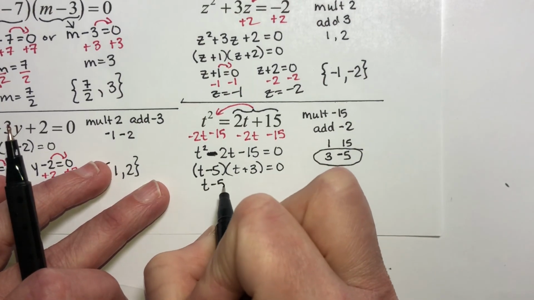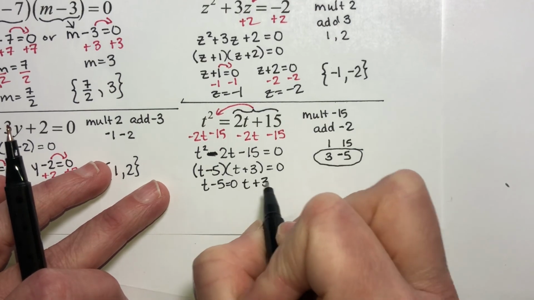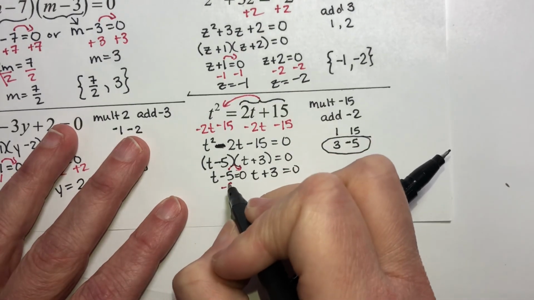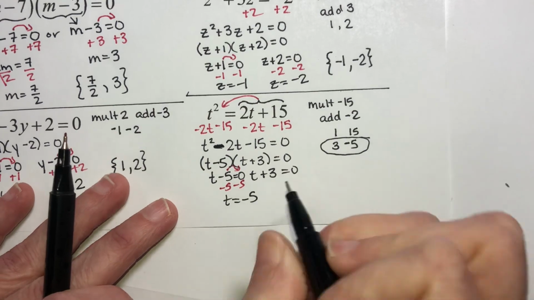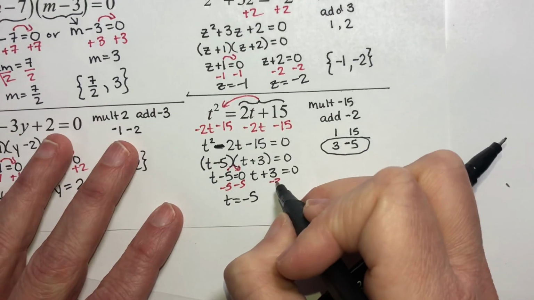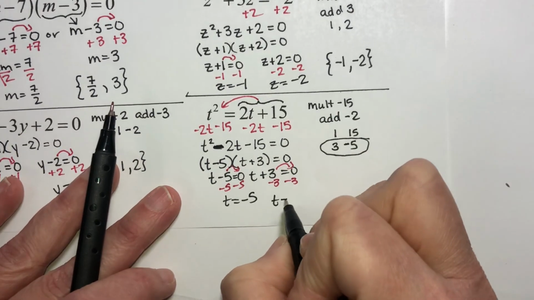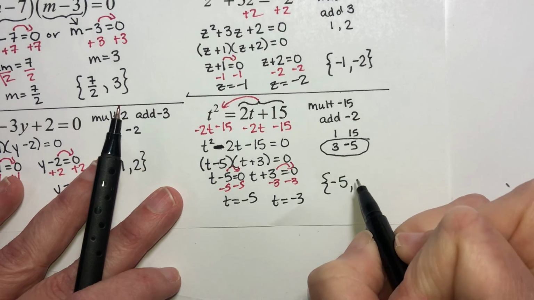Set each of these equal to 0. Subtract 5 from each side here, and you get t equals negative 5. Subtract 3 here, and you get t equals negative 3. So your two answers are negative 5 and negative 3.